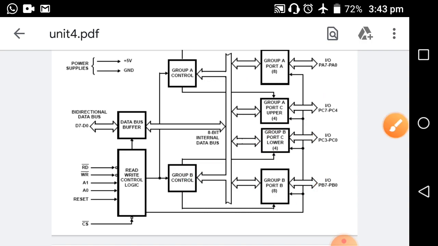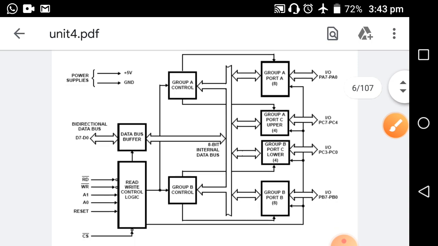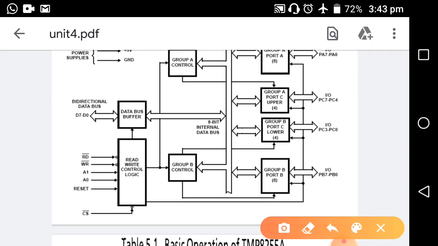Okay, so these are the data lines. These are the data lines which are directly connected to the microprocessor 8085 or the 8086 to interface the devices. This data buffer is used. Data buffer is nothing but only a tri-state switch which is turned on and off according to the read and write control signals.